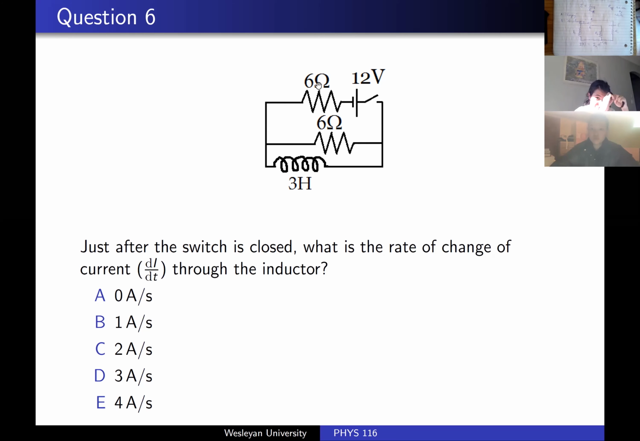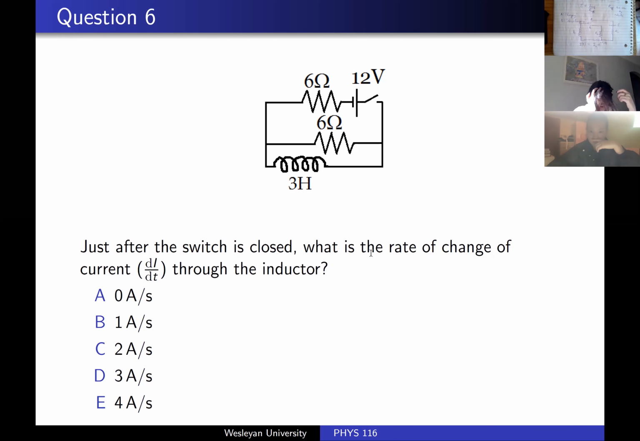So I have 12 minus 6 is 6. That tells us that out of the 12 volts given by the battery, 6 volts are lost here and 6 volts are lost here. So we have 6 volts lost across a 3 Henry inductor. So we have L di/dt equals 6. L is 3, divide over, I get di/dt is 2 amperes per second.